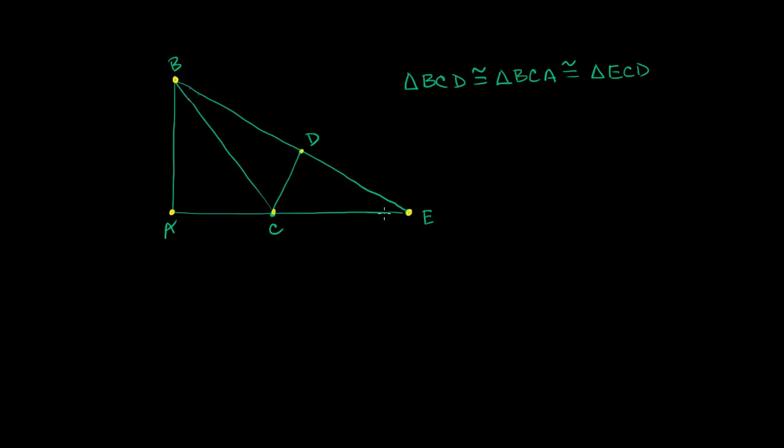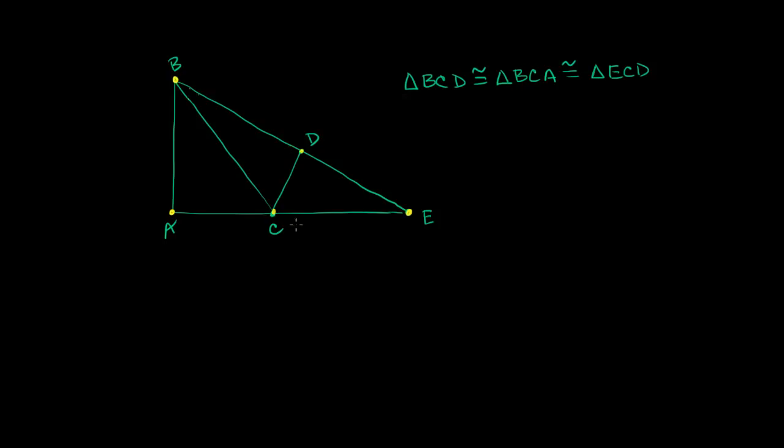So we have this larger triangle here, and inside of that we have these other triangles. And we're given this information right over here, that triangle BCD is congruent to triangle BCA, which is congruent to triangle ECD. And given just this information, what I want to do in this drawing is figure out what every angle on this drawing is. What's the measure of every angle?